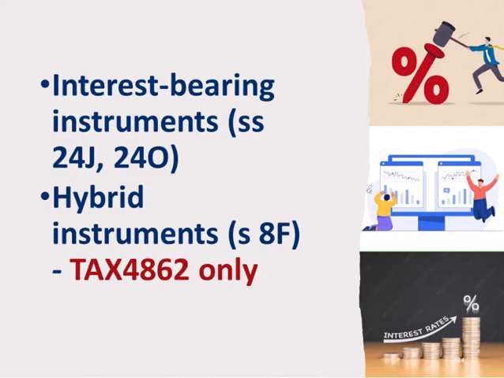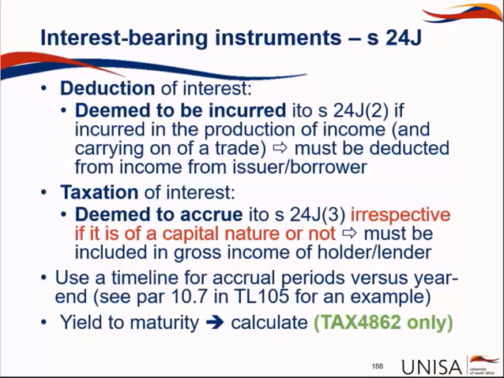Interest-bearing instruments and hybrid instruments. When we're looking at interest-bearing instruments, we're looking at the deductibility in terms of Section 24J of the interest, or the inclusion in our income if we are the lender or the holder of the instrument.